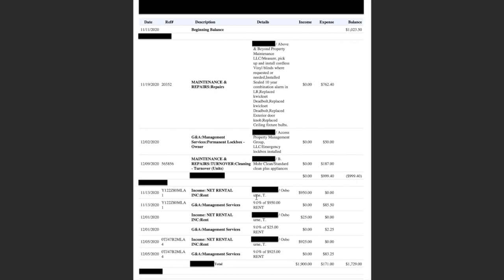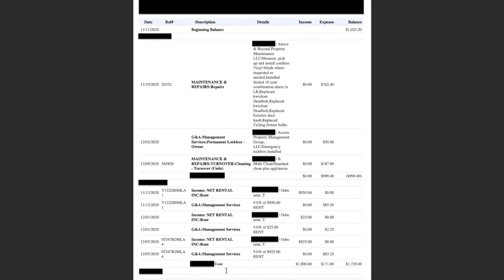Moving on to the next building, we can see that it is occupied. We collected rent on this unit. Looks like we have some management fees. So this particular tenant paid rent. It was $950. And then we have a calculation of the management fee. In this case, the fee is 9%. And the calculated fee was $85.50. There's another payment here for $25, another management fee calculation, and another payment on December 5th from this tenant for $925, and another management fee calculation.